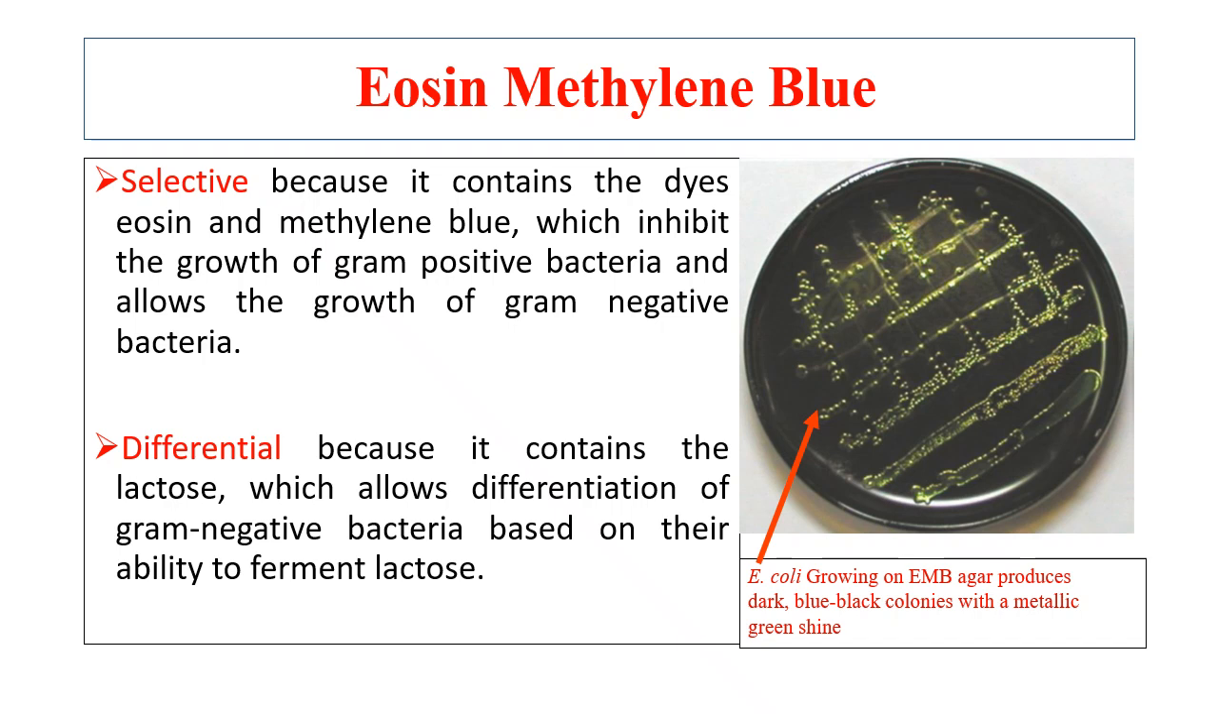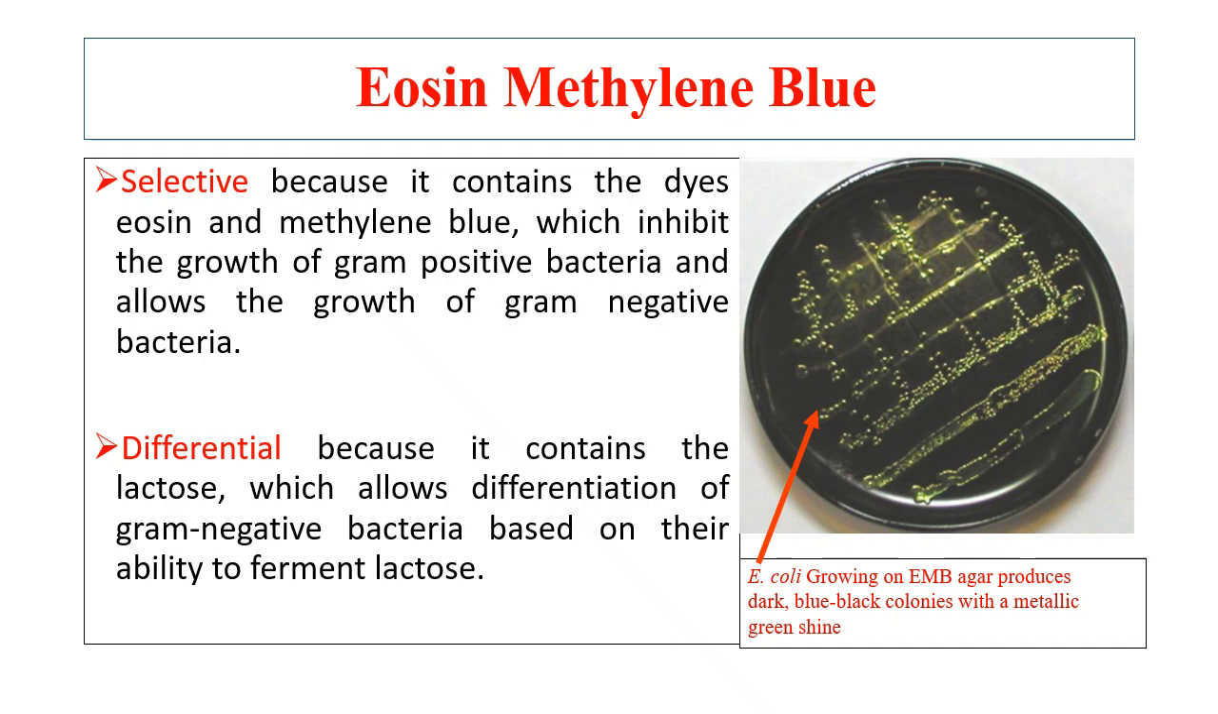Other gram-negative bacteria, such as those that are non-lactose fermenters, will be colorless when grown on this type of media, while Klebsiella, which also ferments lactose, does not produce the metallic green shine. Because it ferments lactose but produces a small amount of acidity, and this small amount of acidity, when reacting with this dye, leads to a pink color, not the blue-black colony with a metallic green shine, which is a specific characteristic of E. coli.